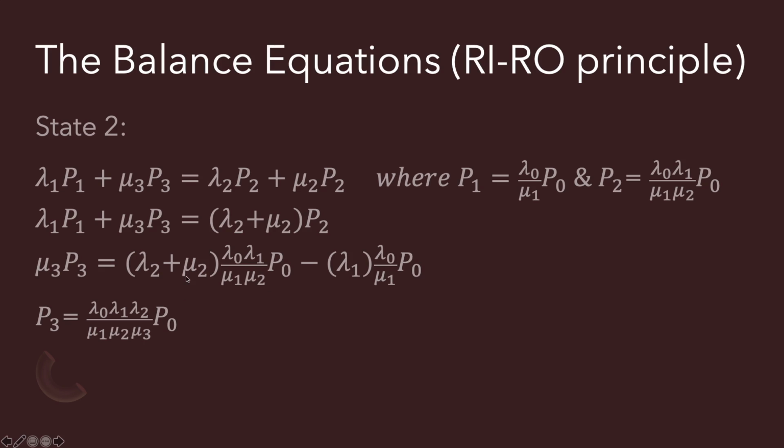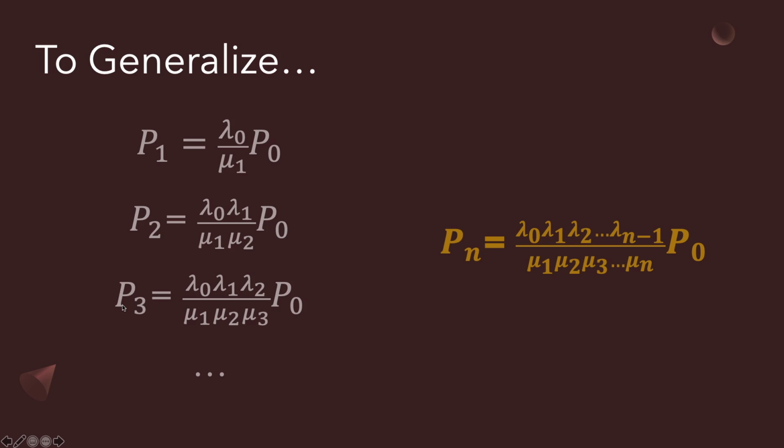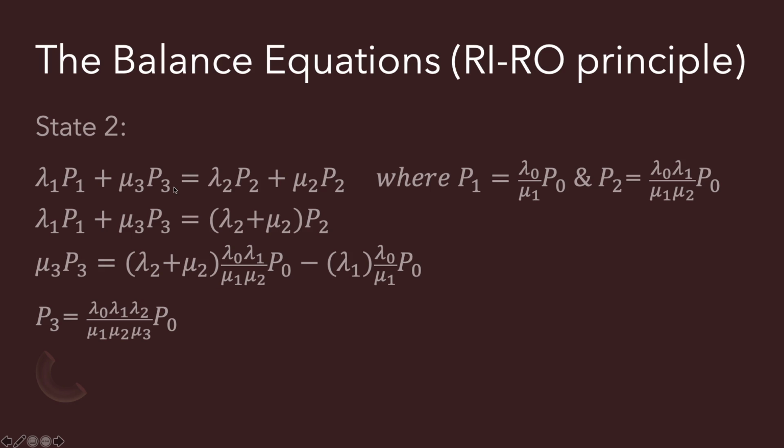As you may have noticed, there is a pattern that we are able to see when we try to look for the equation for our P sub 1, P sub 2, P sub 3. This is P sub 1, this is P sub 2, this is P sub 3, and so on and so forth. And therefore, we can generalize. You may want to continue and check state 3.